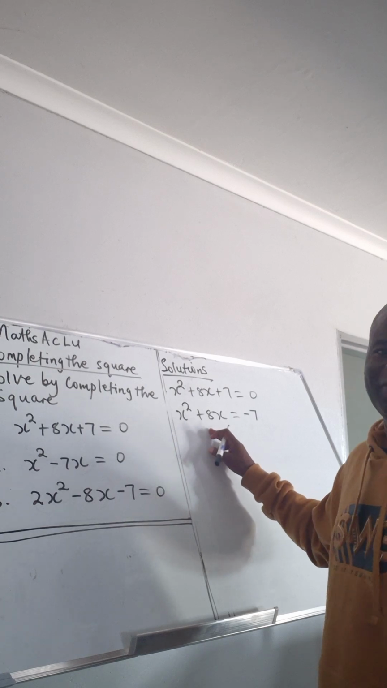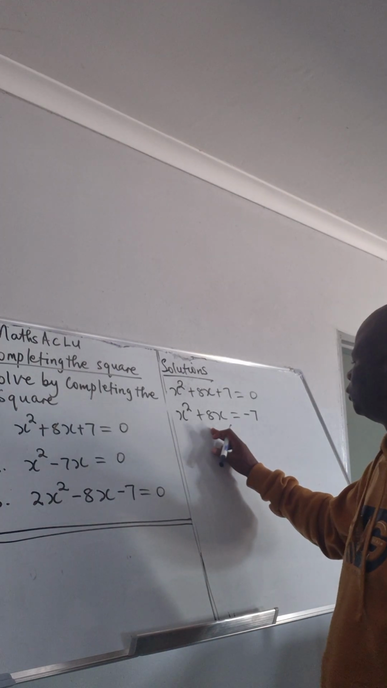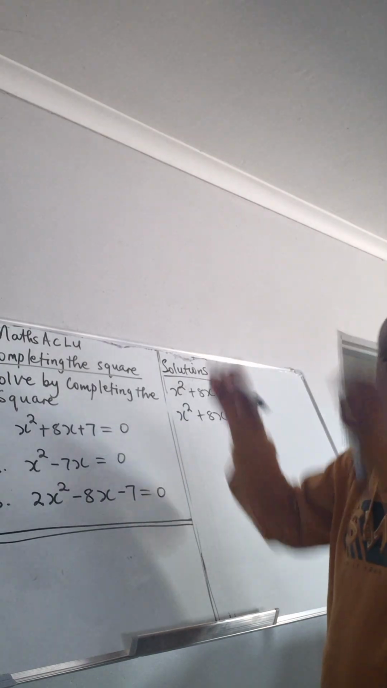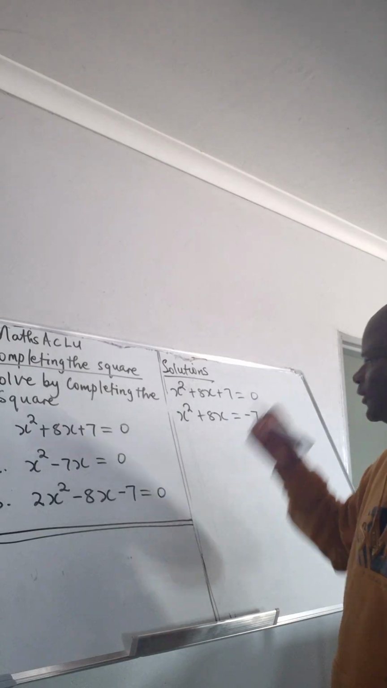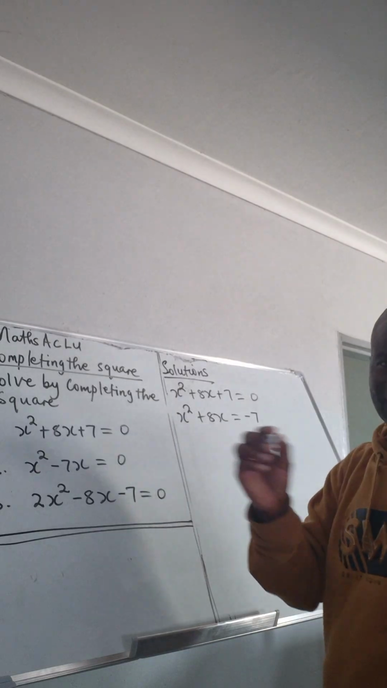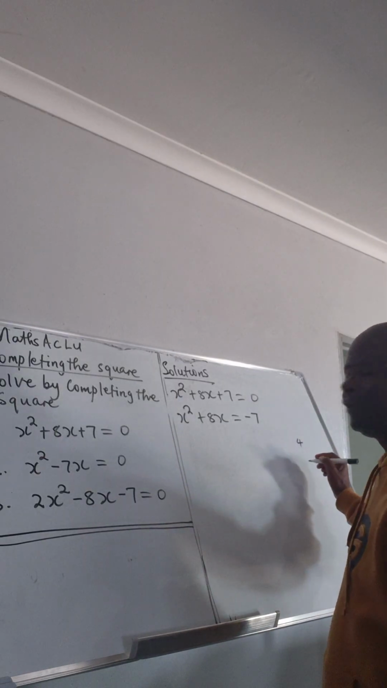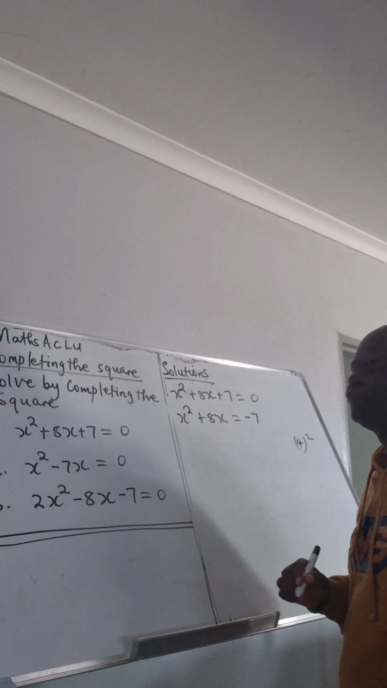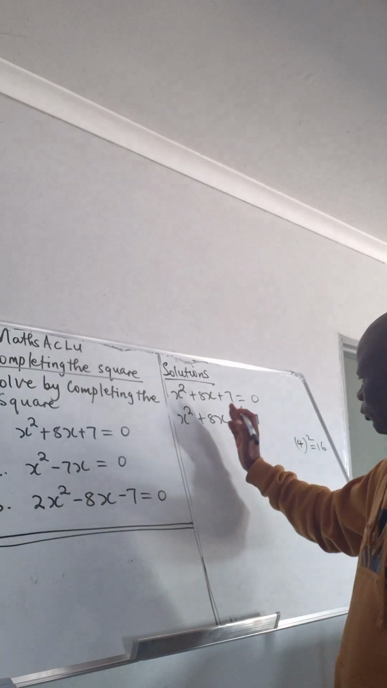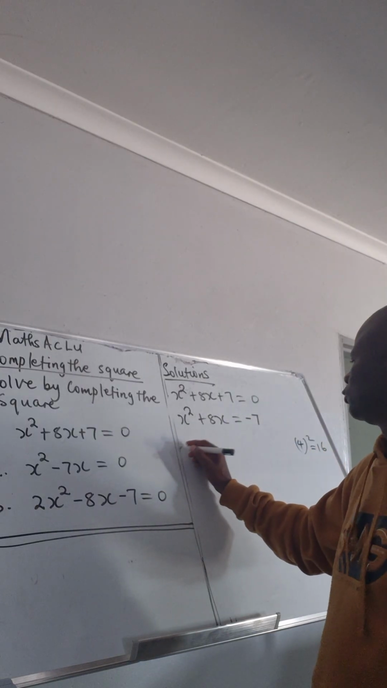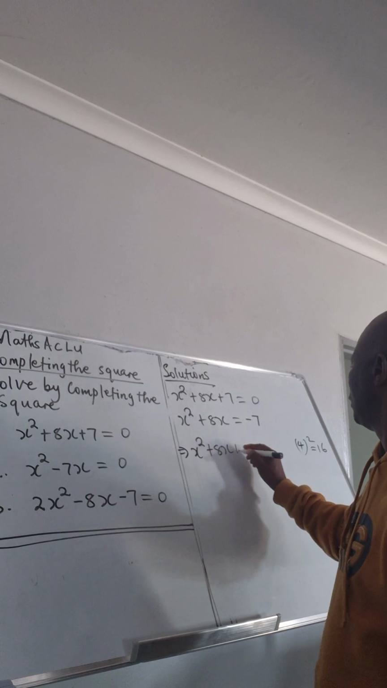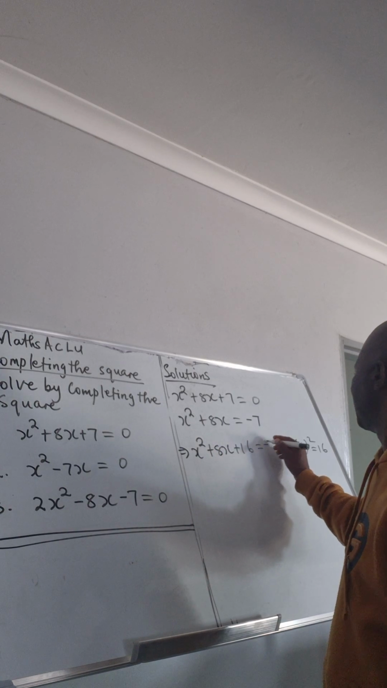So how do we make it a perfect square? What we are going to do is add half the coefficient of x. Half the coefficient of x, in this case, is 4. Then we square the 4, which is equal to 16. So 16 is the number that we are going to add on both sides. So this implies x squared plus 8x plus 16 is equal to minus 7.